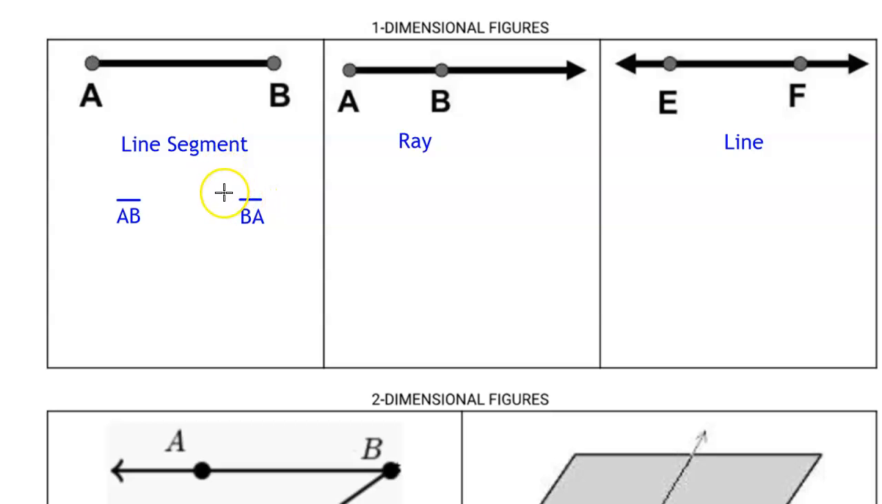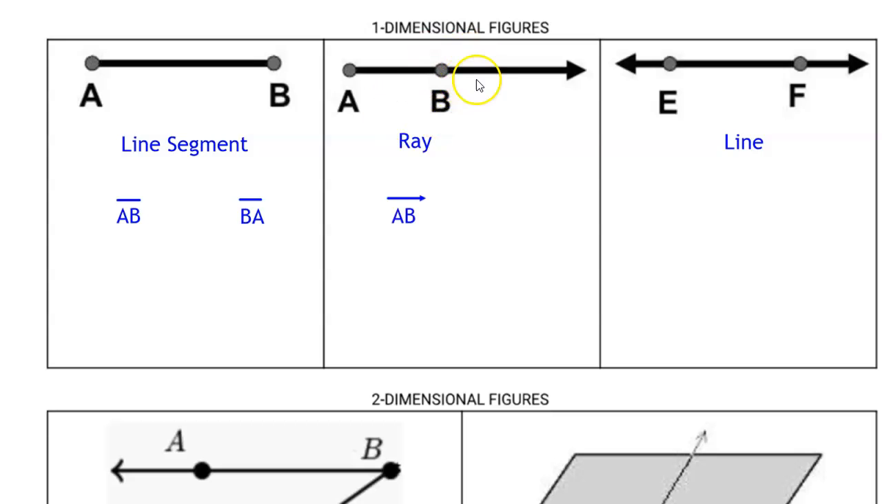This is the way that we name line segments, and it doesn't really matter which letter we start with and which letter we end with. However, on standardized tests like the Regents exam, it'll generally be in alphabetical order, so line segment AB is probably the way that you're going to see it most often.